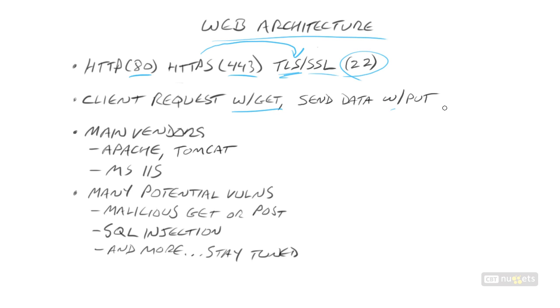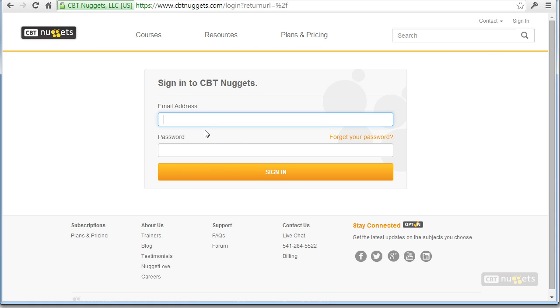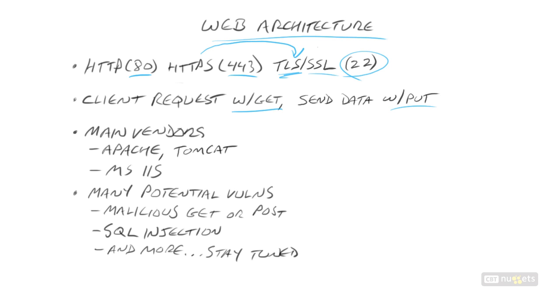There's also sending data with a PUT. So, for example, if we go over here and we click on Sign In or Search, whatever we want to do, if we enter in our email address and password as a CBT Nuggets customer, well, that would be all in a PUT request.